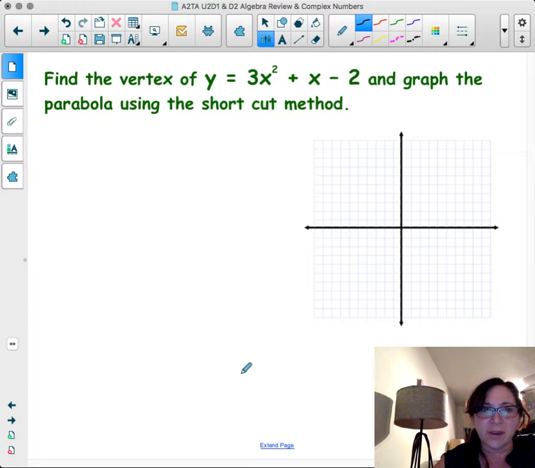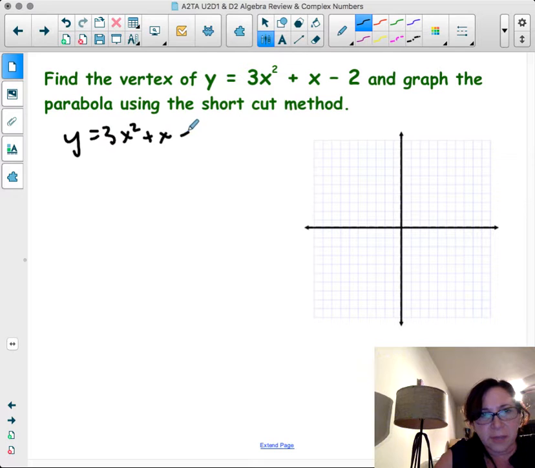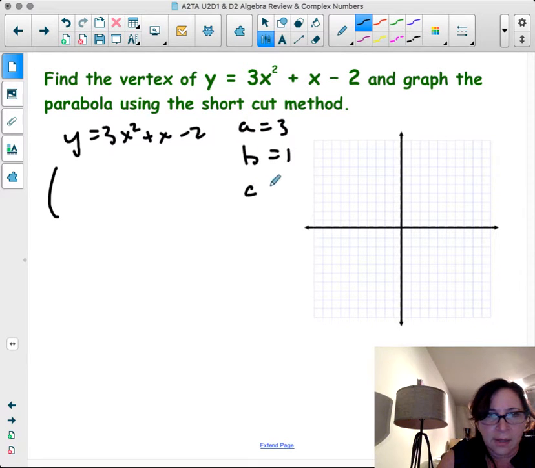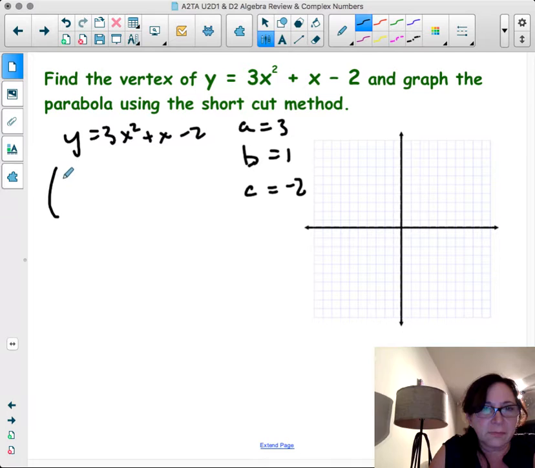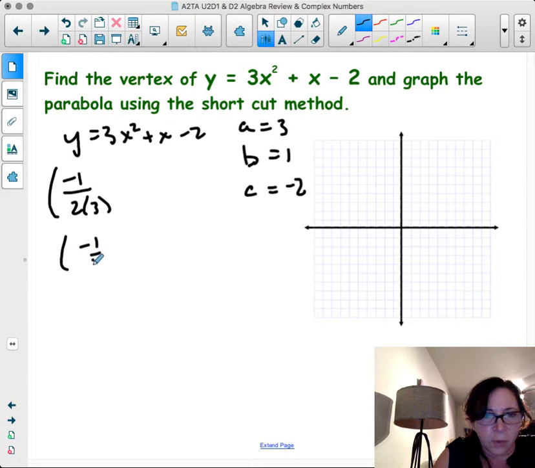Find the vertex and graph the parabola using the shortcut method. So we're going to use the shortcut method. We have y equals 3x squared plus x minus 2. We're going to use the shortcut method, which is negative b. So a is 3, b is 1, c is negative 2. Sometimes it helps to write all this out. That's up to you. So the opposite of b is negative 1 over 2a. So this is actually negative 1 over 6.